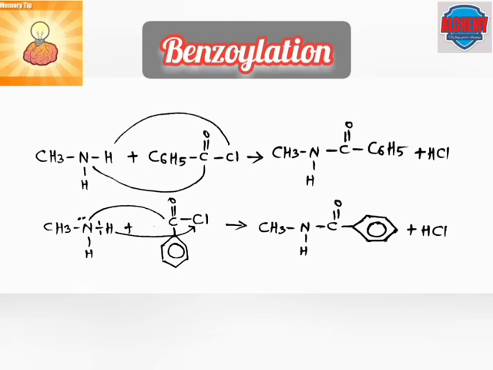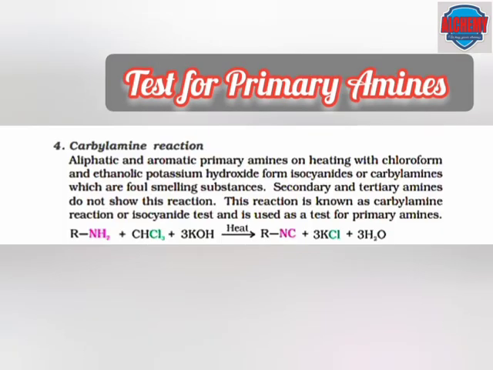In this reaction, methanamine combines with benzoyl chloride to form the corresponding benzamide and HCl. The hydrogen of the methanamine combines with chlorine of the benzoyl chloride to form HCl. The remaining CH3NH of the methanamine combines with the C double bond O C6H5 of the benzoyl group and forms the corresponding amide. The next is carbylamine reaction.